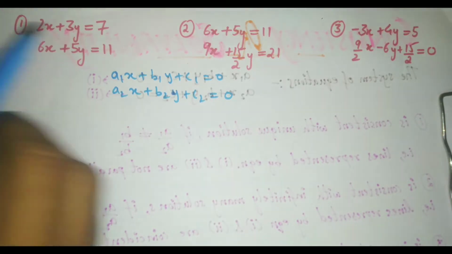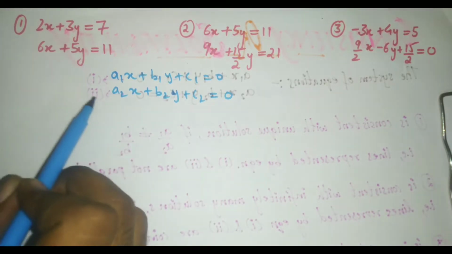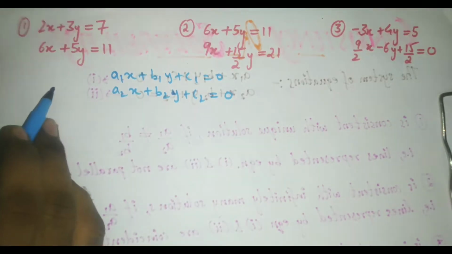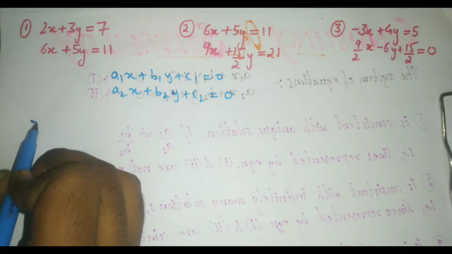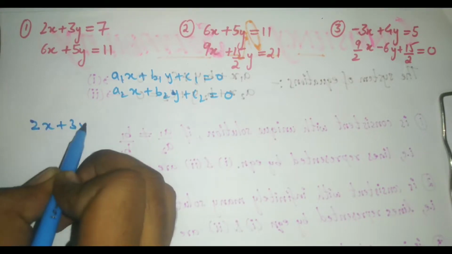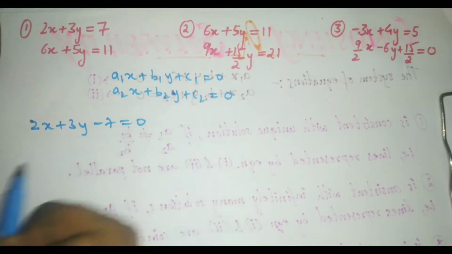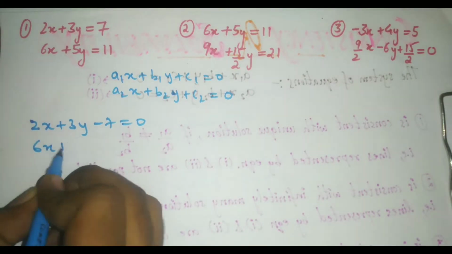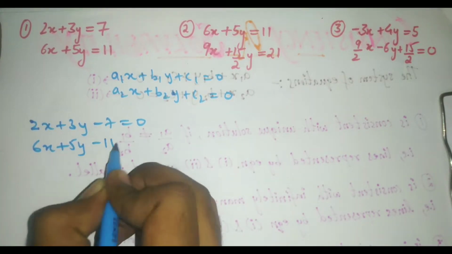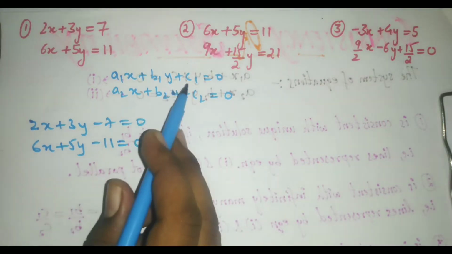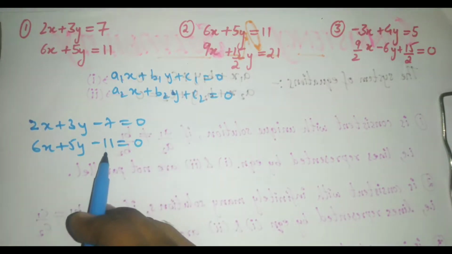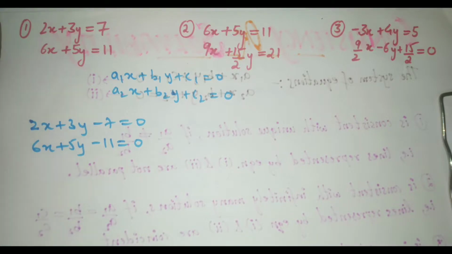One more thing you have to remember: c1 is not 7, it is not positive, because it is on the right side. You have to shift this to the left side also. So for the first question, 2x plus 3y minus 7 equal to 0 you have to write. Then 6x plus 5y minus 11 equal to 0. Now you can see c1 will be minus 7 and c2 will be minus 11. So you have to shift the constant terms towards the left and make the RHS 0.